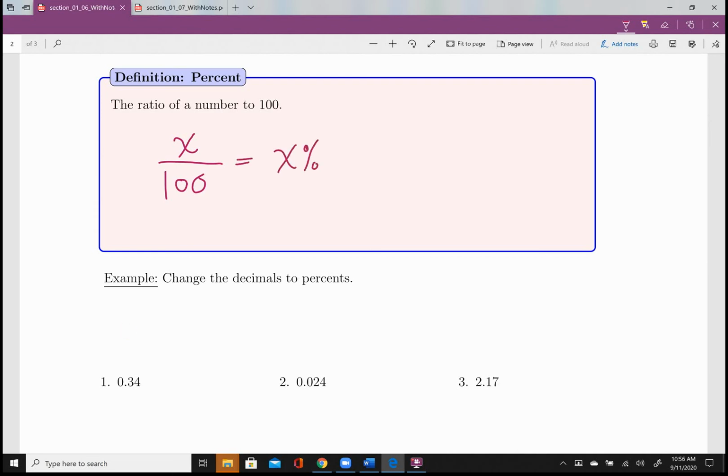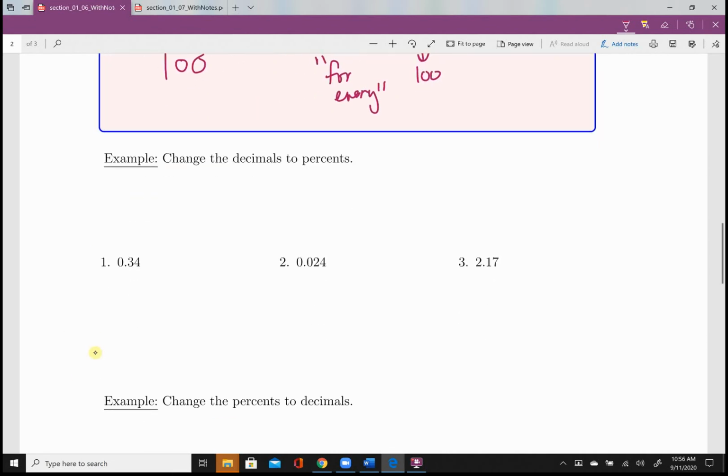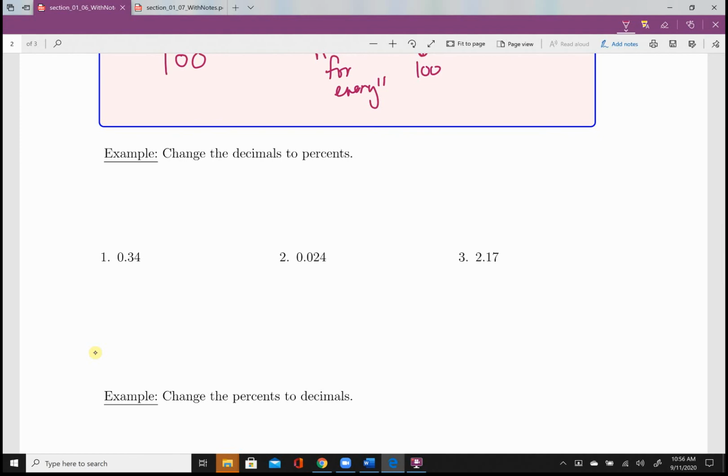You can use that symbol there. And I'll put also in this little area here that if we break down the word per, it means for every. And the word cent literally means 100. Cool. All right, let's go ahead and do some practice in which we change the decimals to percents, okay?